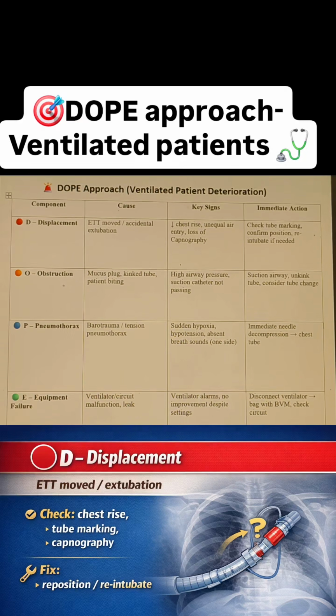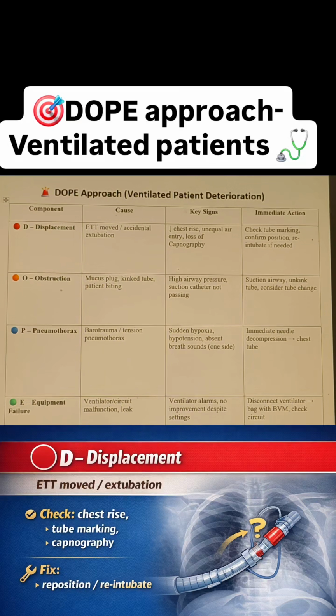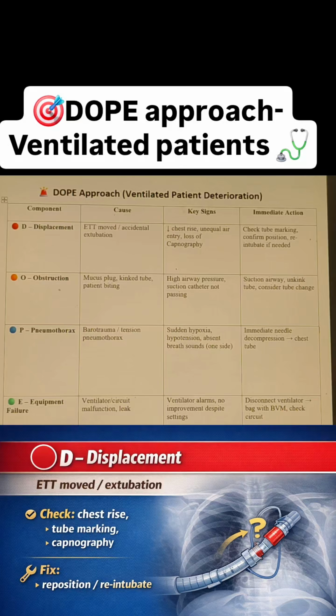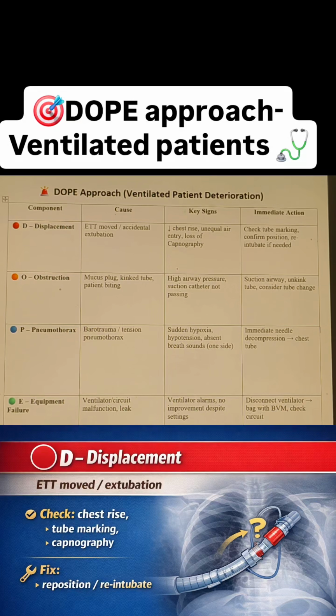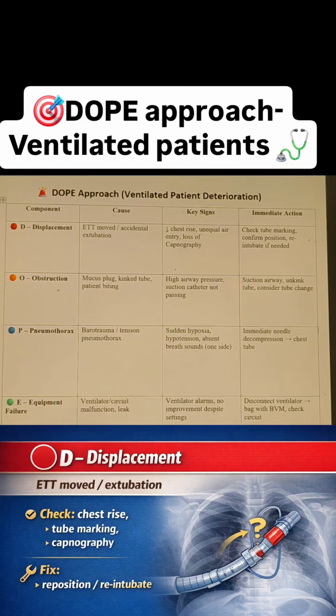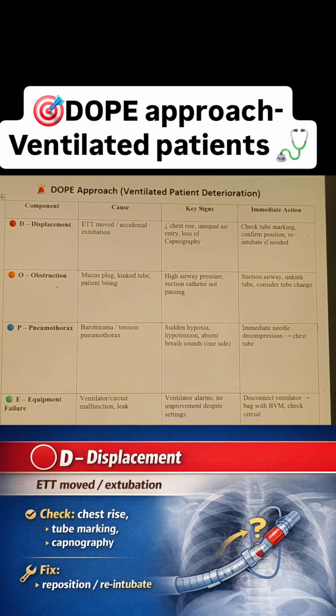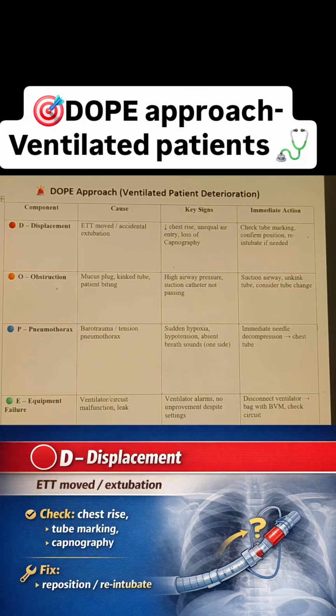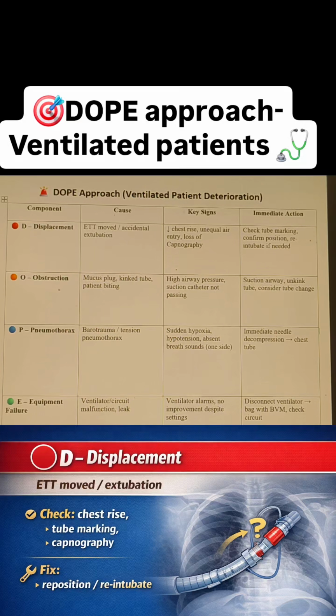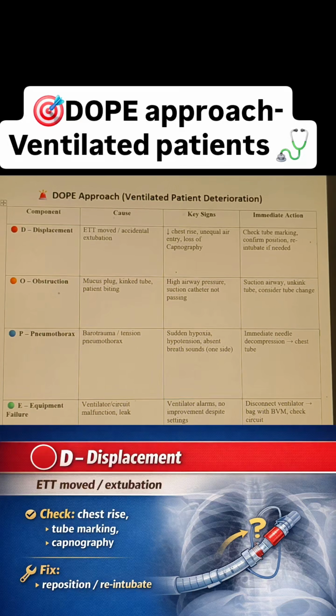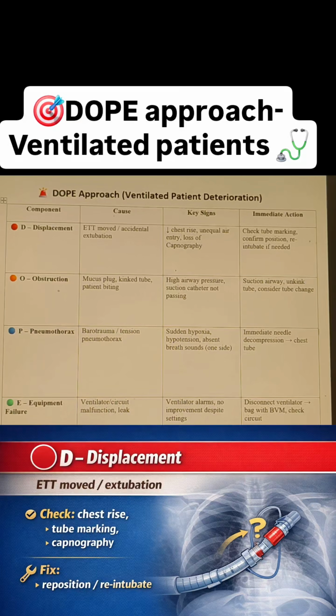Accidental extubation can happen. For the signs, your chest rise will decrease, you will have unequal air entry on both sides, and you will lose your capnography. So what you can do is check the tube marking and confirm the tube position. If the position is not adequate, the tube has moved inside or out, then just extubate and re-intubate your patient.